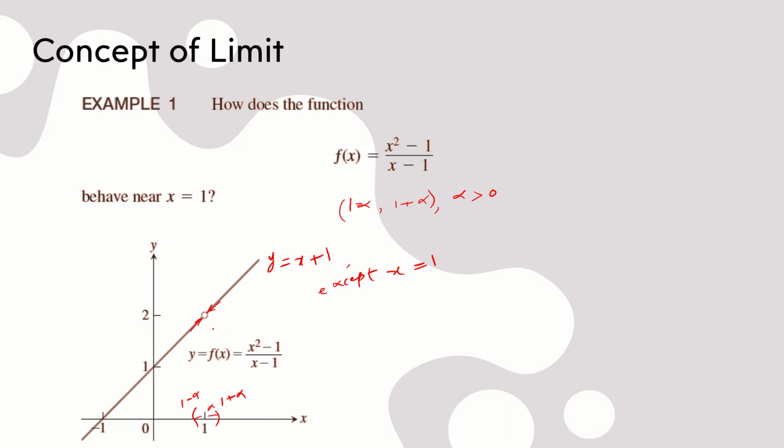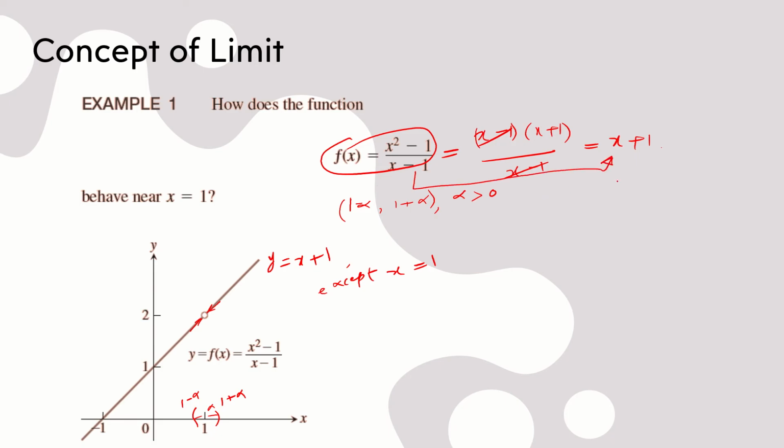ठीक है, x इक्वल टू 1 के अलावा बाकी जो ग्राफ बन रहा है वो किसका बन रहा है? वो x प्लस 1 का ही बन रहा है. और ये हमें पता कैसे चलता है? वो यहीं से चलता है because we can factorize this: x minus 1 times x plus 1 divided by x minus 1. So we cancel these together, so we get x plus 1. So the graph of this function f of x is equal to x square minus 1 divided by x minus 1, ये सेम होता है जैसे ही ग्राफ होता है x plus 1 का everywhere except x is equal to 1.